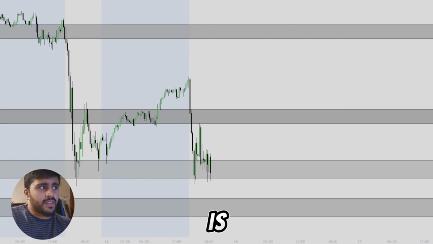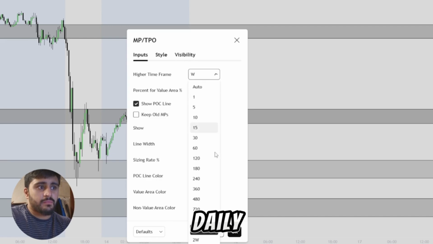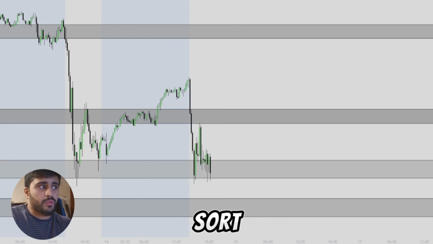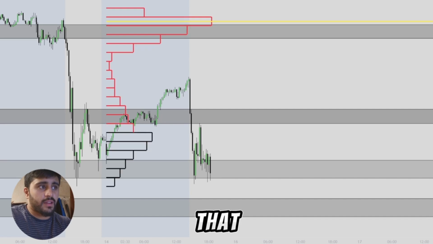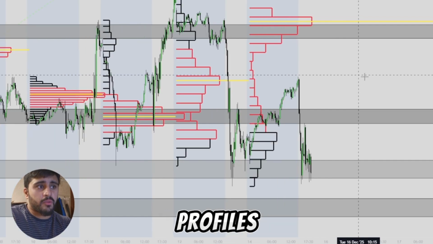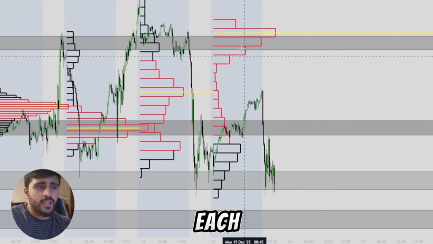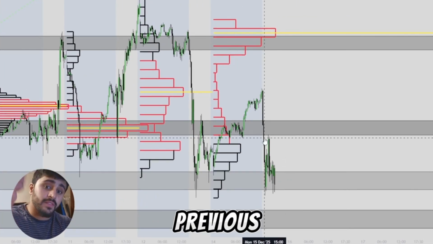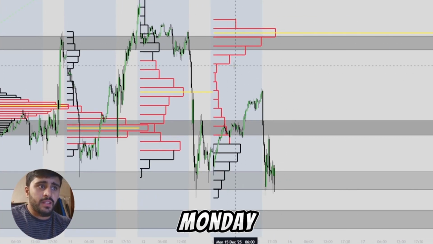Now, the next thing is using it for the daily market profile. It does the same sort of thing, right? If we let that play out, you can look at previous days, and keep old market profiles too. So you can see here, each market profile represents the previous day's volume. So this is Monday. It shows Friday.